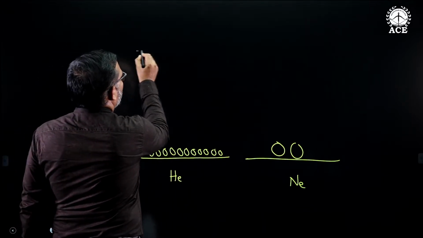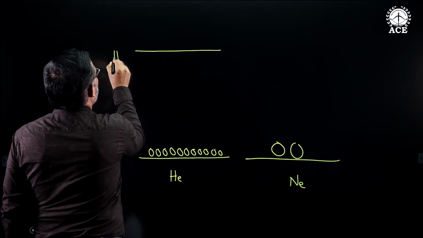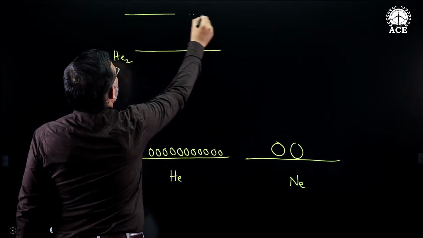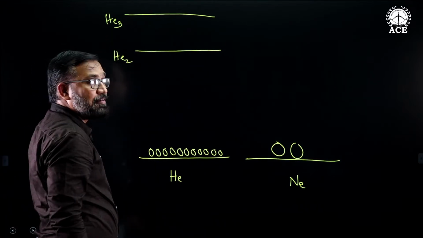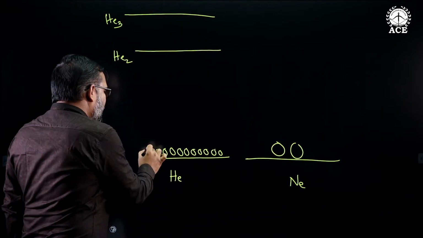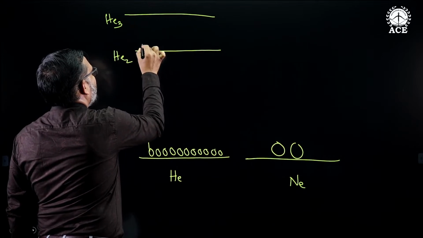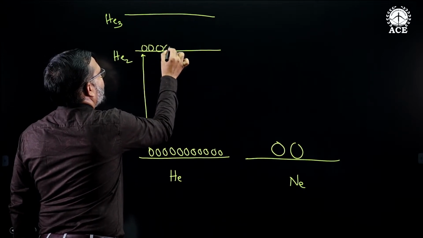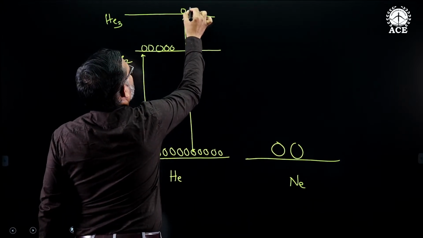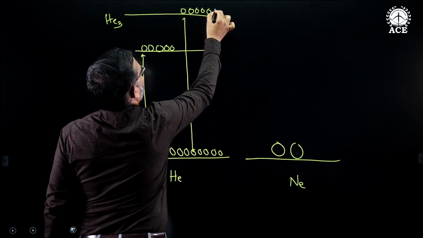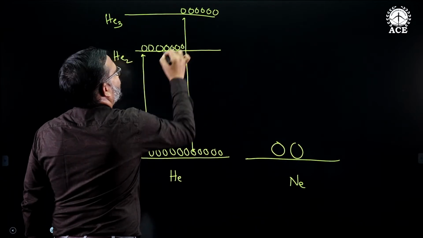It is excited to helium-2 and helium-3. These are the excited levels of helium. Some of the helium atoms are going to be excited to here, and some other helium atoms are excited to this level.